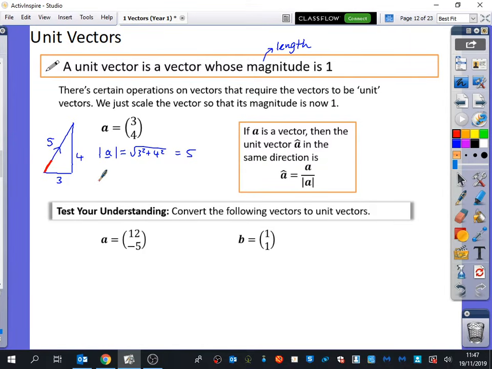So all I need to do to be able to find out the unit vector of A is I want it to look like this. I want it to be in the same direction as this, but I don't want it to be 5 long, I want it to be 1 long. So I'm going to multiply it by a fifth or divide it by 5. Same idea that we've said was really important. Vectors are parallel if they are multiples of each other. It has to still be in the same direction, so I'm going to divide it by 5. You could leave it like this, or you could write it like this.